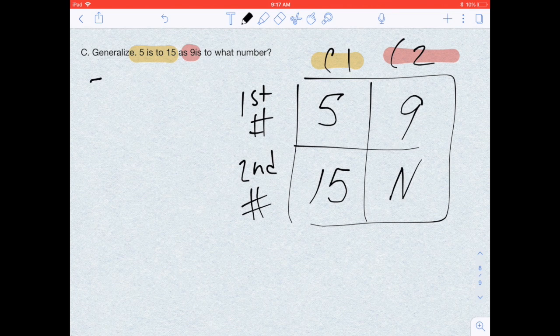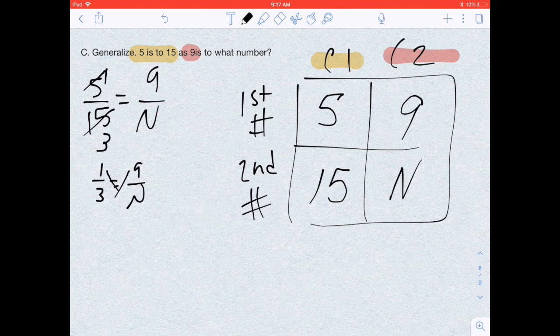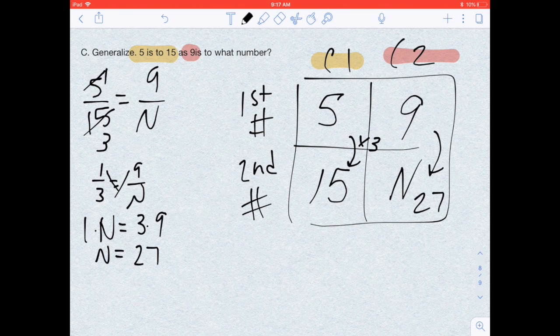Ooh, I don't know. 5 over 15 equals 9 over n. Made fractions out of my ratio box. I simplify. And now I cross multiply. So 1/3 equals 9 over n. Cross multiply. 1 times n equals 3 times 9. Ooh, I really don't need to do anything on that side. That's exciting. So I just end up with 27. Does that make sense? 5 times something is 15. That's 3. 9 times 3 is 27. That makes complete sense. I like that answer.